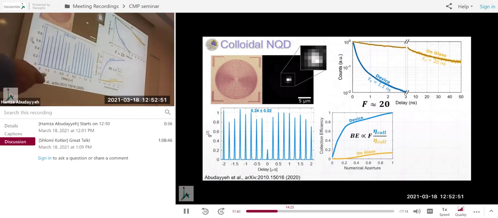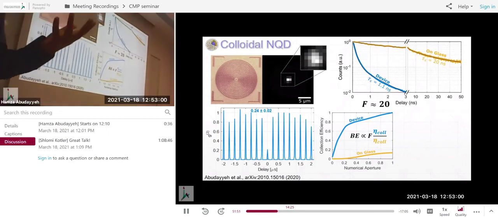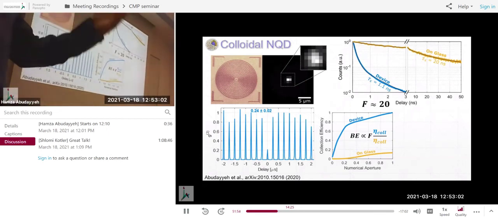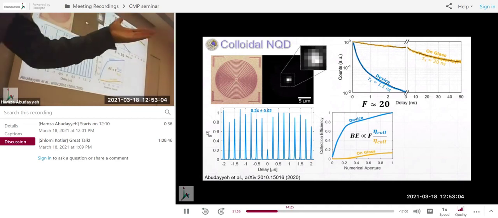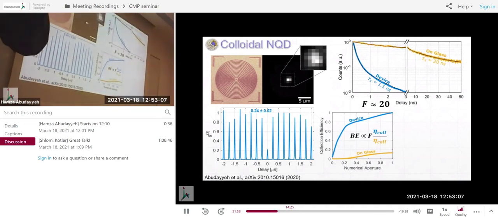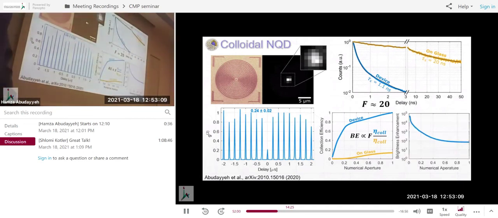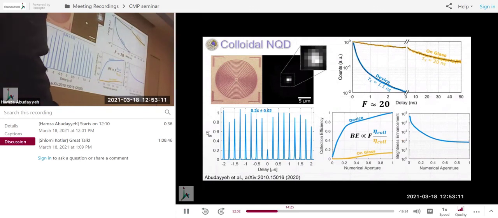So if we combine both of these factors together, the improvement in the photon rate due to the shortening of the lifetime and the improvement due to the improvement in collection efficiency, we get this brightness enhancement factor, which tells you how many more photons you would get into a given numerical aperture compared to what you would get from the same quantum dot on glass. Okay? So this is what the brightness enhancement factor looks like.